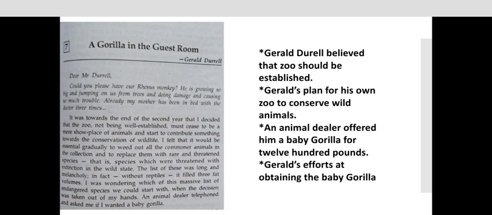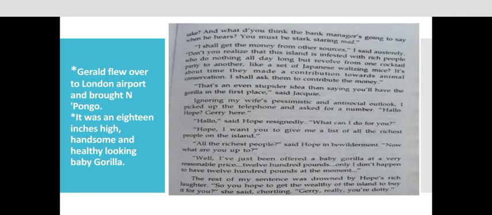The author Gerald Durrell believed that zoos must cease to be mere showplaces of animals and should contribute to wildlife conservation. He felt that all the common animals in the collection should be replaced with rare species and those threatened with extinction. It was at this point that an animal dealer offered him a baby gorilla. The animal dealer demanded 1200 pounds for it.